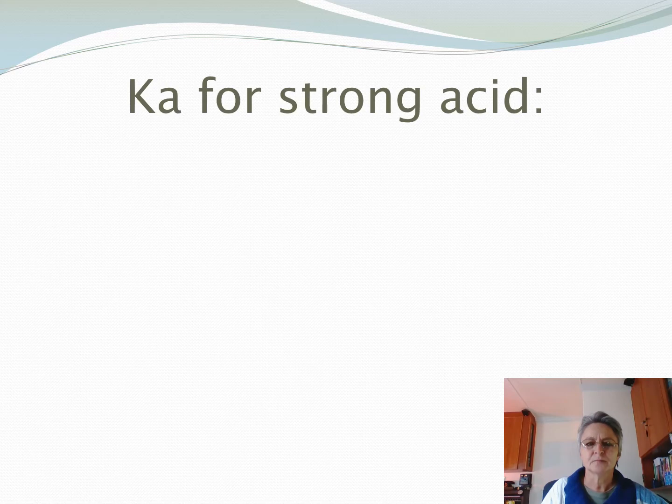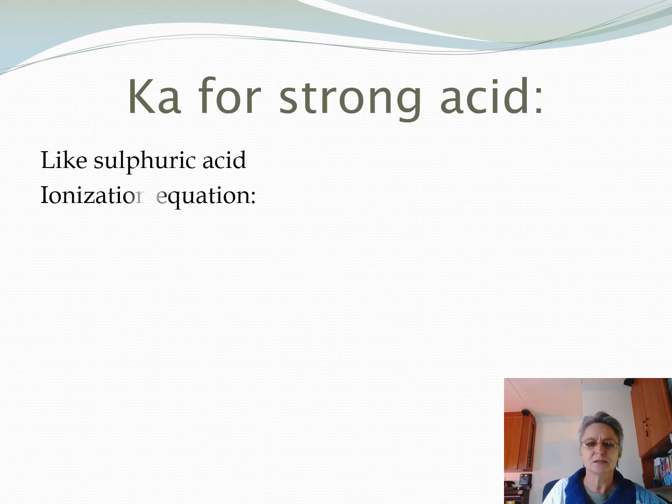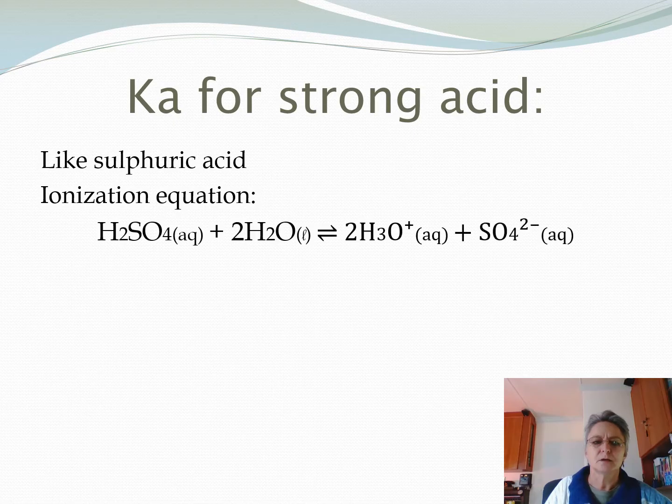Right. So Ka for a strong acid is usually a very high value because the acid ionizes completely in the water. Like sulfuric acid, the ionization equation would be H2SO4 in solution plus two waters, because the sulfuric acid has two protons to donate. It will form two oxonium ions and the sulfate ion.